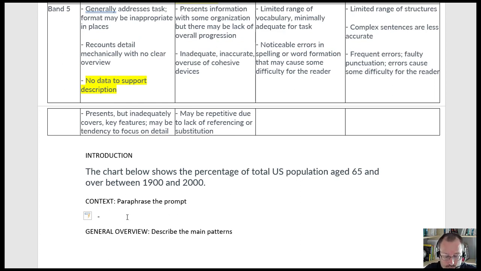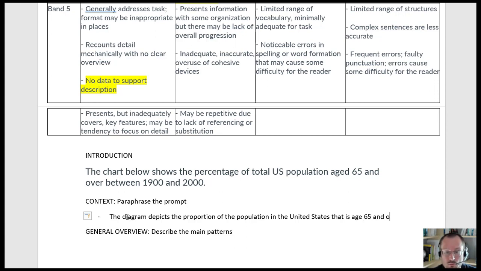So the chart, the diagram below, we don't need to say below, depicts the proportion of the population in the United States that is aged 65 and older.